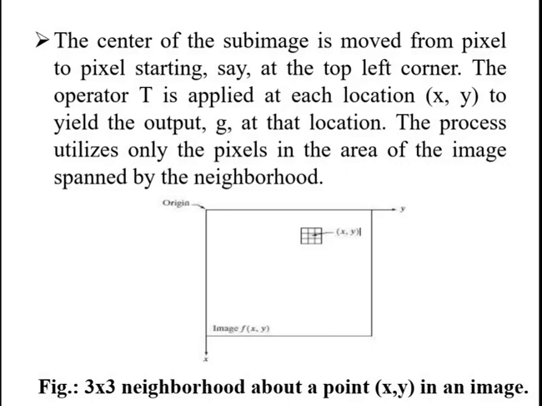When the origin of the neighborhood is at the border of the image, part of the neighborhood will reside outside the image. The procedure is either to ignore the outside neighbors in the computations specified by T or to pad the image with a border of zeros or some other specified intensity values. The thickness of the padded border depends on the size of the neighborhood.